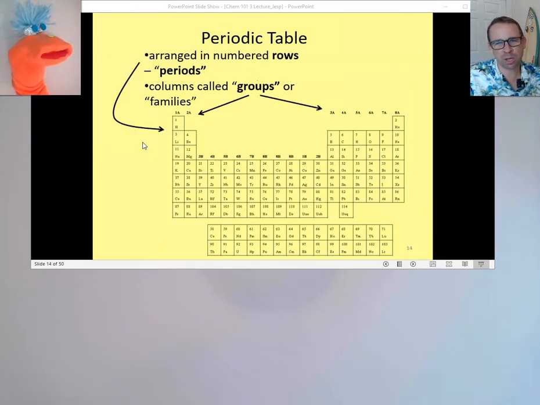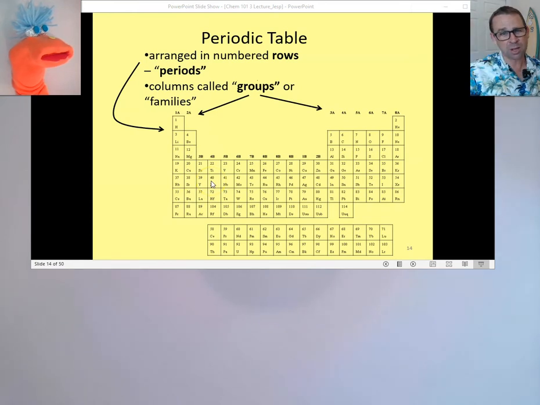And what the periodic table does for us is it organizes our elements into periods and families, or rows and columns, okay? Our columns have very similar properties. Elements in a column have very similar properties, one with another, okay?